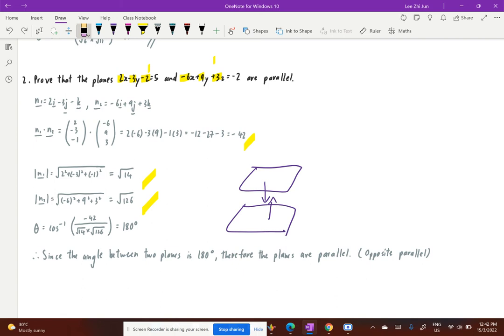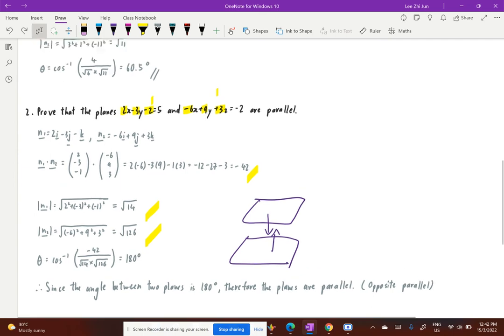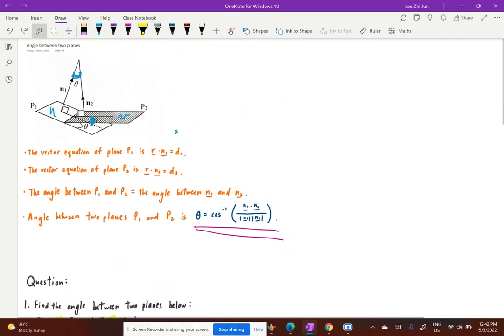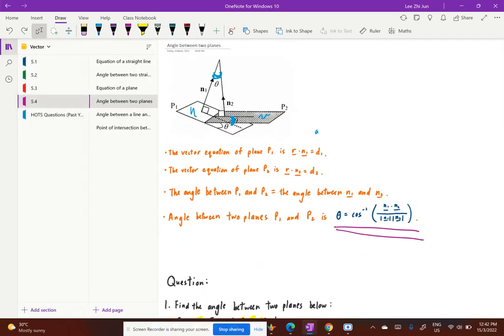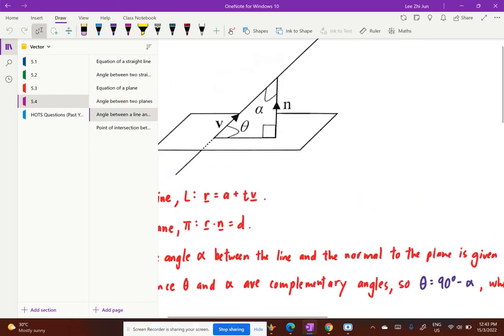Yeah, it's simple. For asking an angle, it's simple only. Okay, so it's another study of the planes. Now we have learned the line and plane. The next two subtopics will be about the relationship between the line and plane. We will learn the angle between the line and the plane, and their point of intersection.